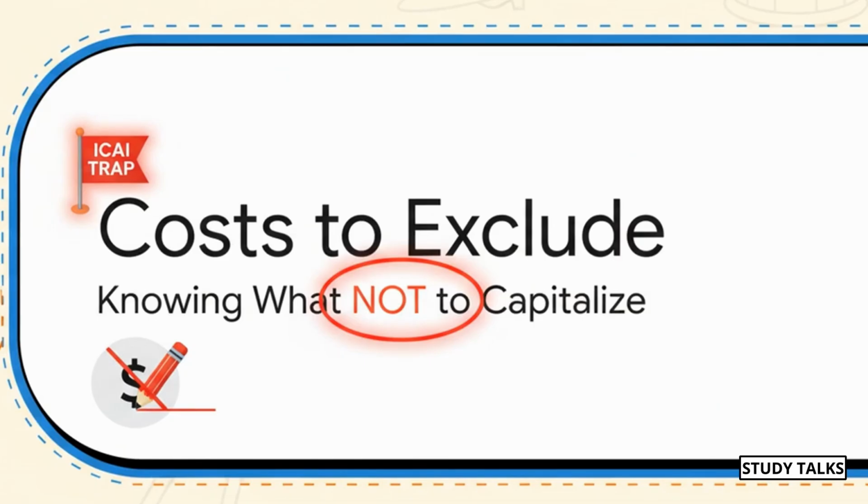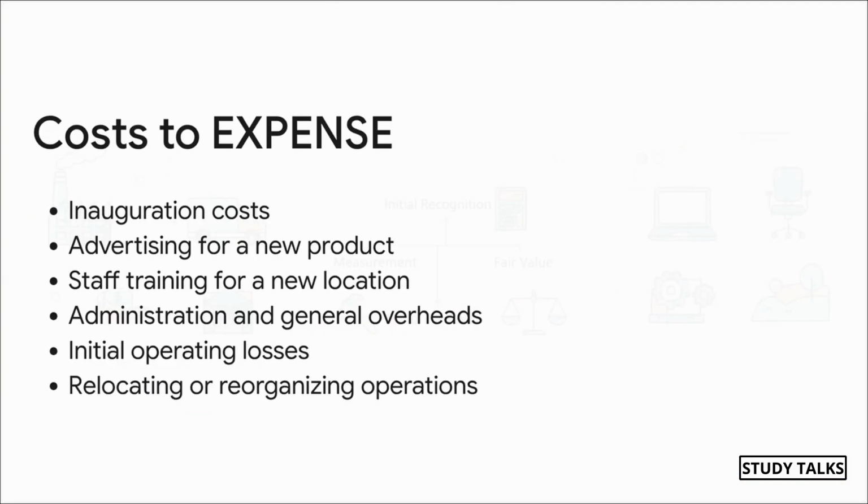Now this next section is absolutely critical. Knowing what to include is one thing, but to avoid negative marks, you have to be an expert on what not to capitalize. This is where ICAI really tests if you understand the standard or if you've just memorized the list. You need to burn this list into your memory. These are the classic ICAI traps. Remember that 5 lakh inauguration party we talked about at the start? Well, here's your official answer. It's a cost of opening a new facility, so it gets expensed, not capitalized. Same goes for advertising a new product, staff training, general overheads, and those initial operating losses. These are all costs of running the business, not costs of getting the asset ready.